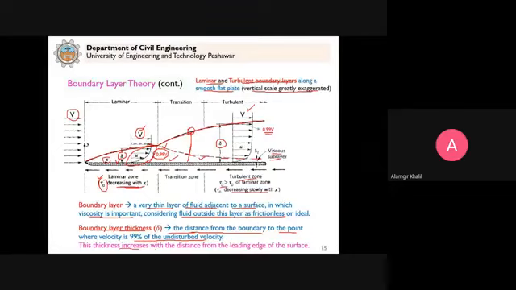So this thickness increases with the distance from the leading edge of the surface. You can see here it is 0 here, and then it ever increases as we move towards the trailing edge. So now we are interested to calculate, how can I calculate the thickness of the boundary layer? How can I calculate the shear stress? How can I calculate the friction drag on this surface? That's why we study this boundary layer theory.